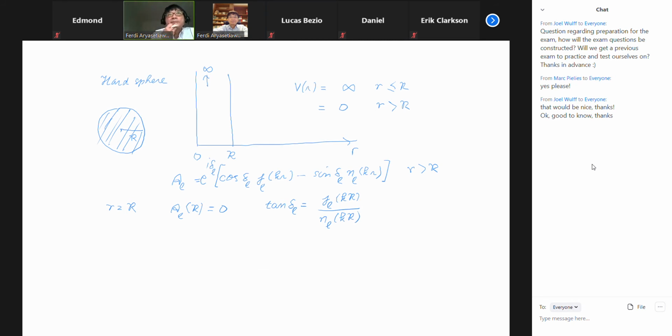Very often we are interested in low energy scattering. By low energy, we mean that the wavelength is much bigger than the size of the potential, the radius of the potential in this case. That implies that if we use k, the momentum, which is 2 pi upon lambda, then k times R is much less than 1. That's the criterion for low energy scattering.